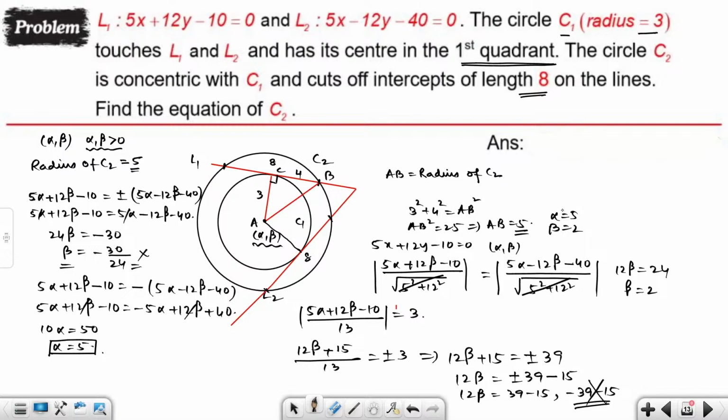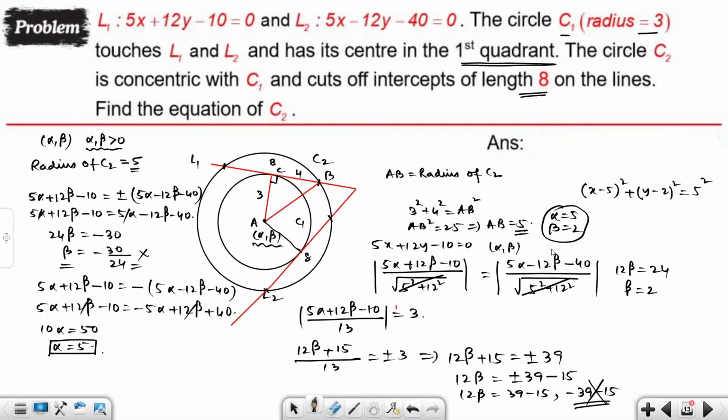So now you know the center, and at the same time, you know the radius. What is the radius? Radius is 5. So what will be the equation? X minus 5 whole square plus y minus 2 whole square is nothing but 5 square. That's it. That's your answer.